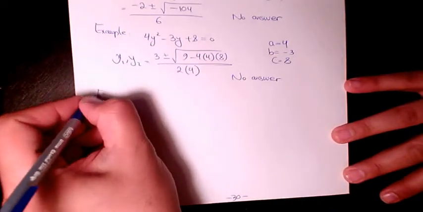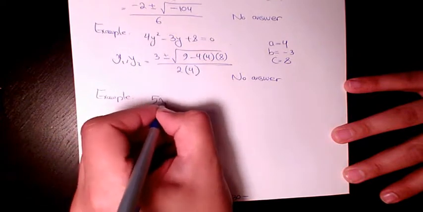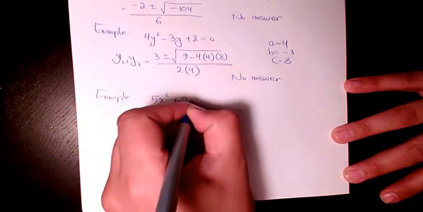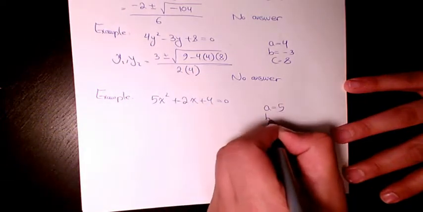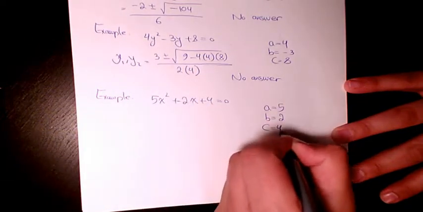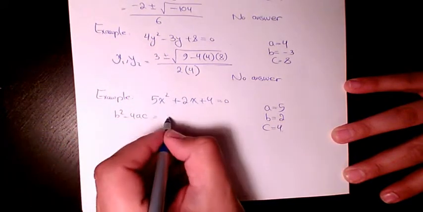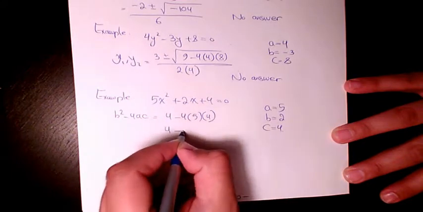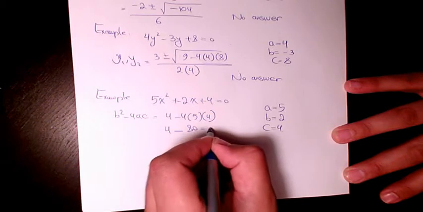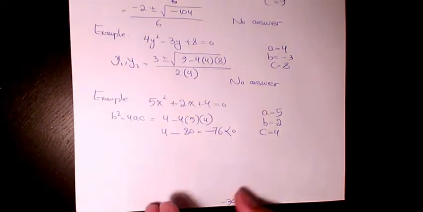Let's see one more example. We have 5x squared plus 2x plus 4 equals 0. a is 5, b is 2, c is 4. So we check b squared minus 4ac: 4 minus 4 times 5 times 4, which is 4 minus 80, which is negative 76. Since it's less than 0, there is no answer to this quadratic equation.